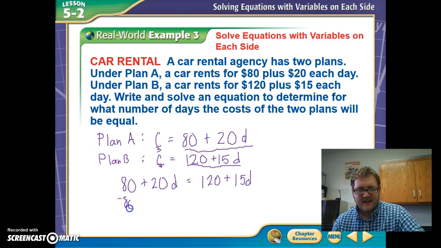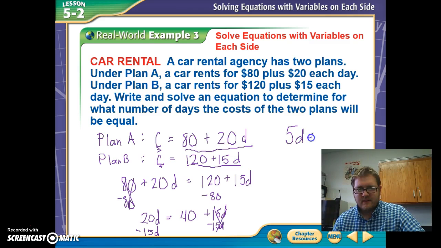I'm going to subtract 80 from both sides. That leaves me with 20d equals 120 minus 80, which is 40, plus 15d. Now I'll subtract that 15d from both sides. And I'm going to end up with 5d equals 40. Finally, divide both sides by 5. And for the number of days, I get 8.